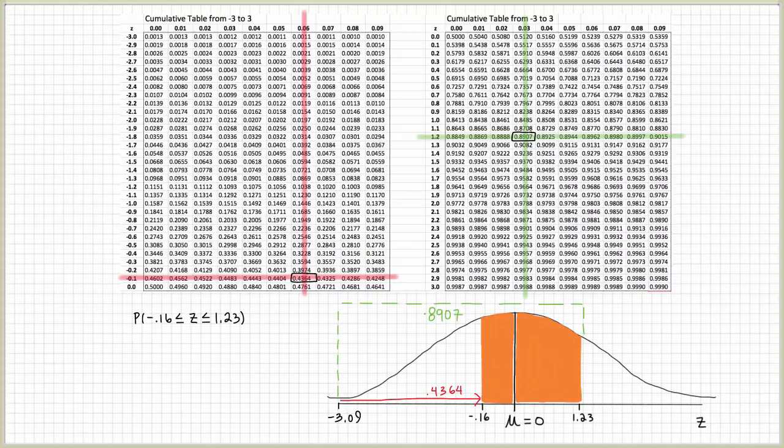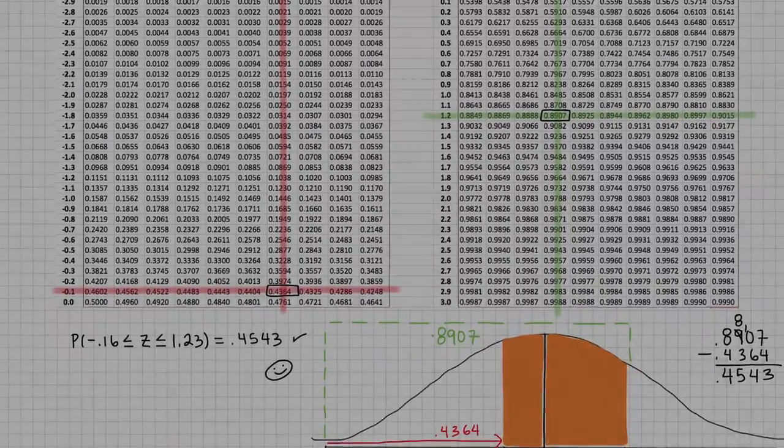So what do we need to do here in this situation? Well, it seems like if we take away 0.4364 from 0.8907, we'll get the answer that we want. And that's what we're doing here. And we get an answer of 0.4543. So the probability that z is between negative 0.16 and 1.23 is going to be 0.4543. And that's, again, the same answer as if we would use a cumulative table from 0 to 3, which is pretty amazing.